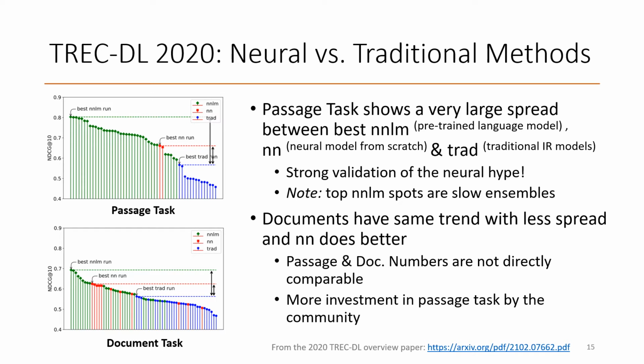In the document task, the results are in the same direction, but with less of a spread, and the neural models from scratch do better than in the passage task. The passage and document numbers are not directly comparable, so we can only compare inside a task. My opinion is that the spread in the document task is not as big because the community invests more time and more focus on the passage task at the moment.